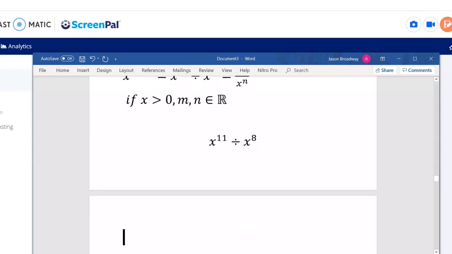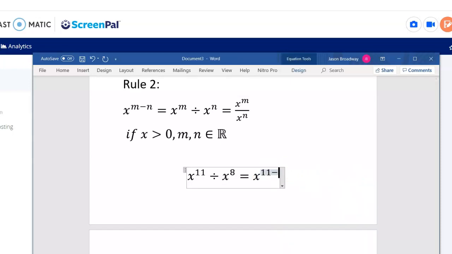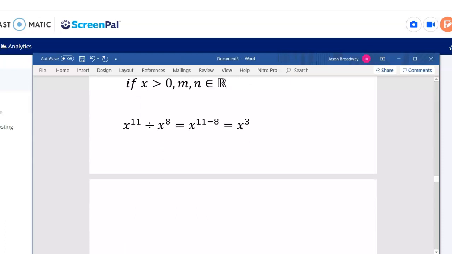Well, we know from algebra 1 and 2 that this is x cubed, canceling 8 of the 11 x's, but let's see that the rule is consistent. By rule 2, that's m minus n. Michigan is 11, in this case, minus Nebraska 8. And yeah, that's x to the power of 3, x cubed, right? So it's consistent with algebra.